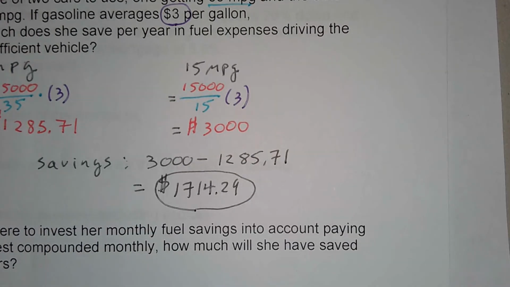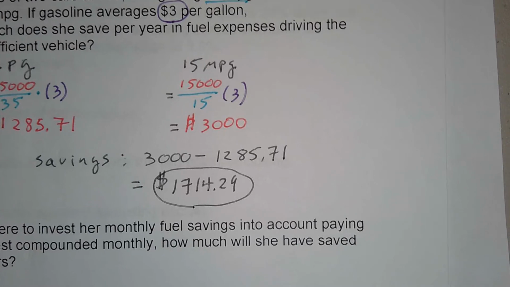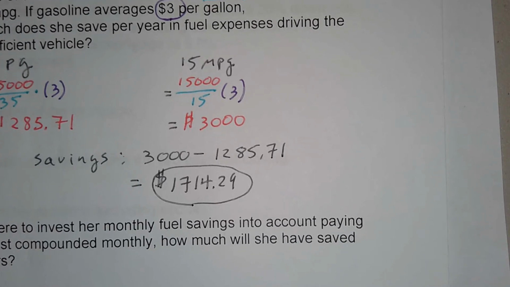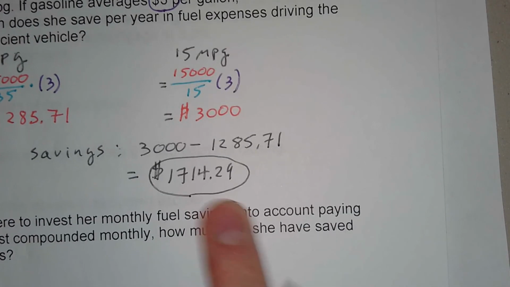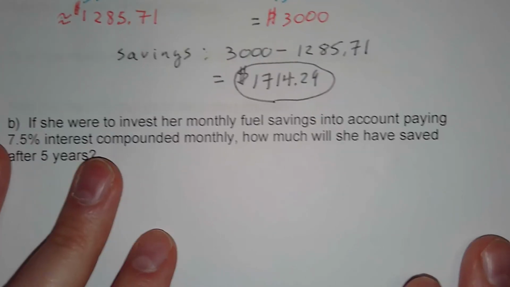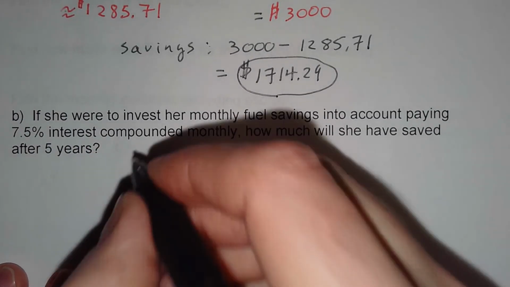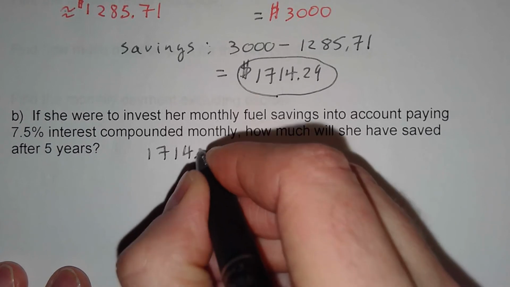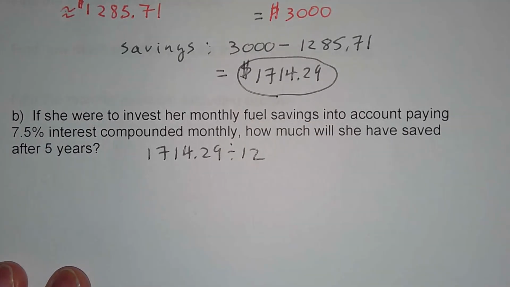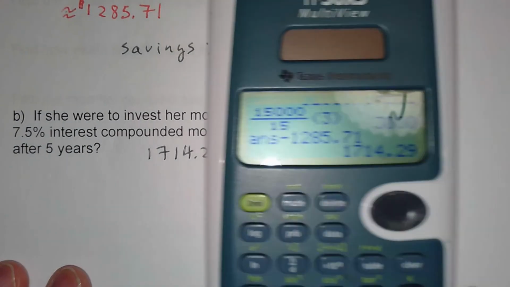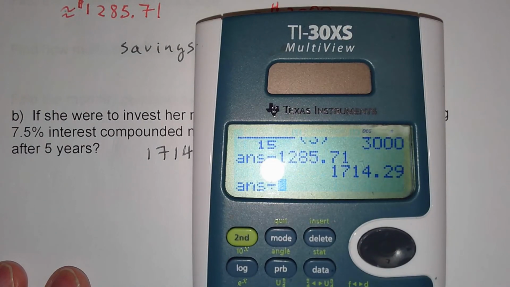Part B says if she were to invest her monthly fuel savings into an account paying 7.5% interest compounded monthly, how much would she have saved after 5 years? Well, that's her annual savings, so we need to divide that by 12 to get our monthly savings. So I'm going to divide that by 12. And it looks like $142.86.